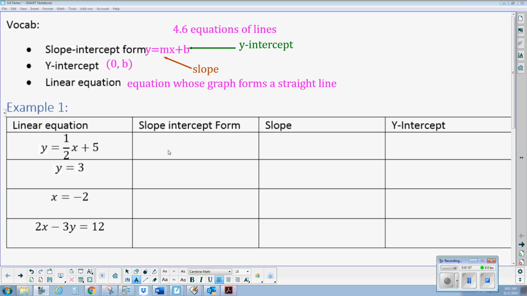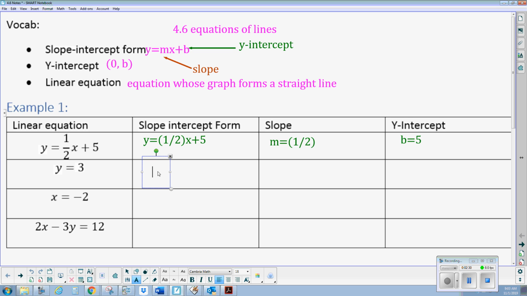So let's look at this first one. In this first linear equation, it's already in the form y equals mx plus b, so that's our slope-intercept form: y equals 1/2 times x plus 5. Looking at this and looking at slope-intercept form, we identify the slope as 1/2. That's what we're multiplying x by. And then our y-intercept is equal to 5.